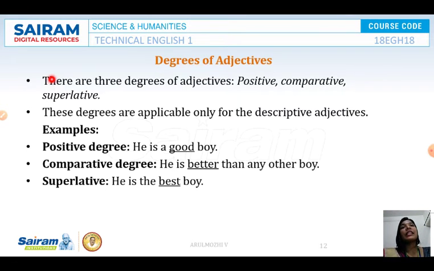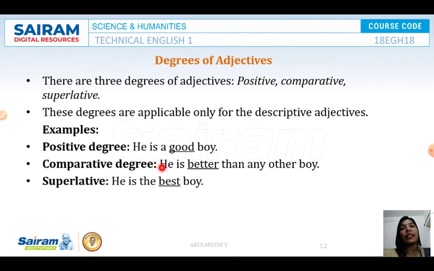Now, there are three degrees of adjective in English grammar. They are positive degree, comparative degree, and superlative degree. In positive degree, the adjective merely describes a noun. What character is that boy? What quality does the noun have? For example, he is a good boy.